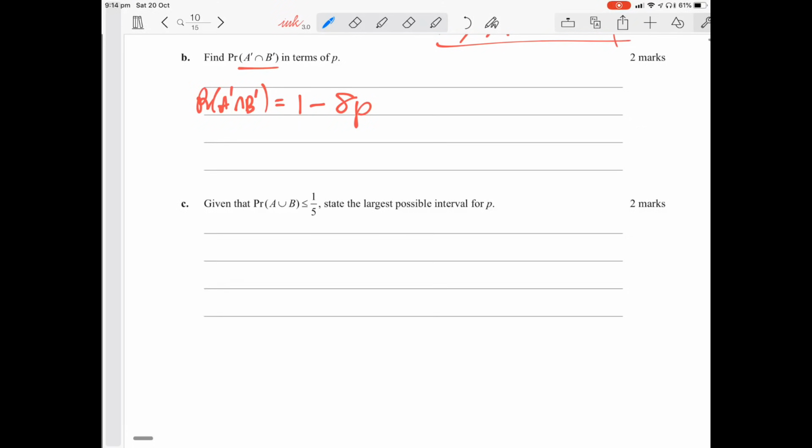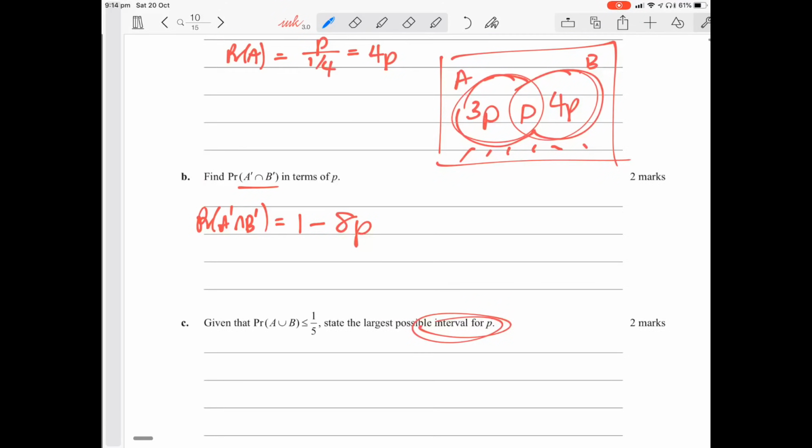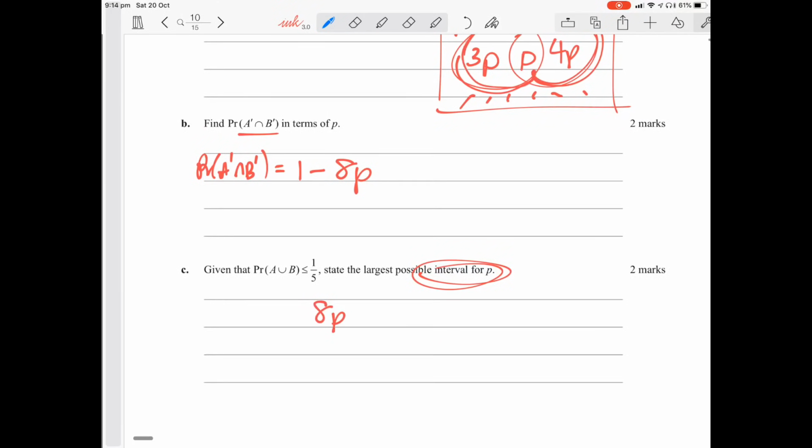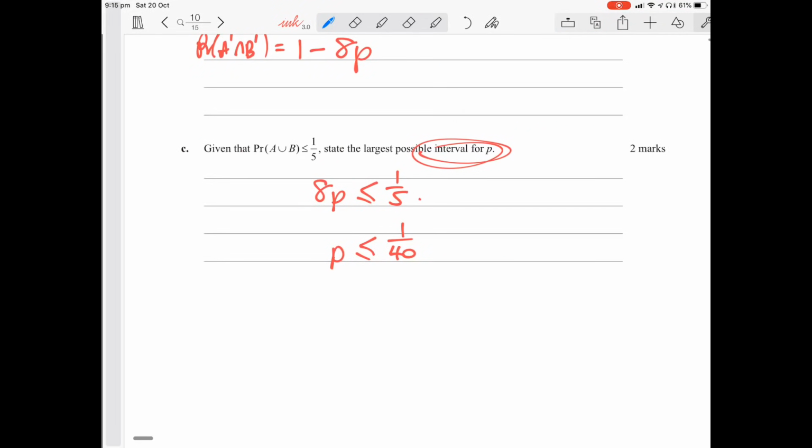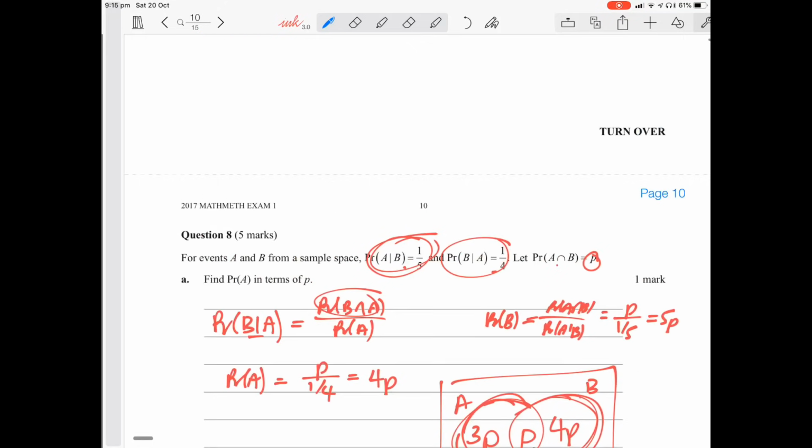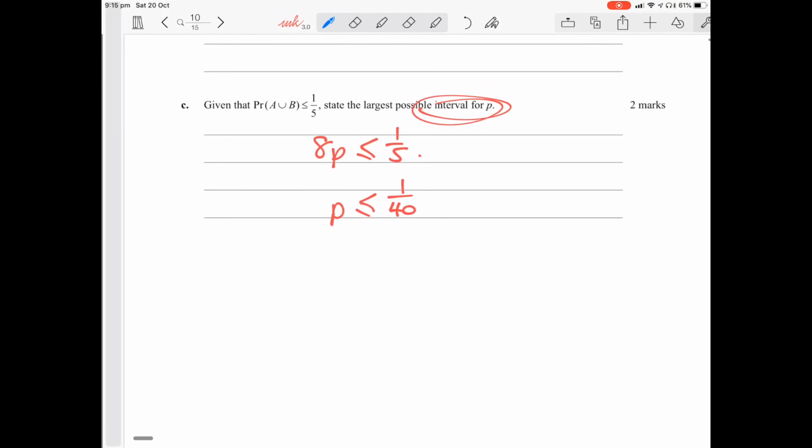Given that the probability of A or B is less than or equal to 1/5, state the possible value interval for P. So it's not just a single value. Okay, A or B, well, that's everything in here. So it's 8P is less than or equal to 1/5. So P is less than or equal to 1/40. That is an interval. But can P be negative? No, it can't, because we'd have negative probabilities.